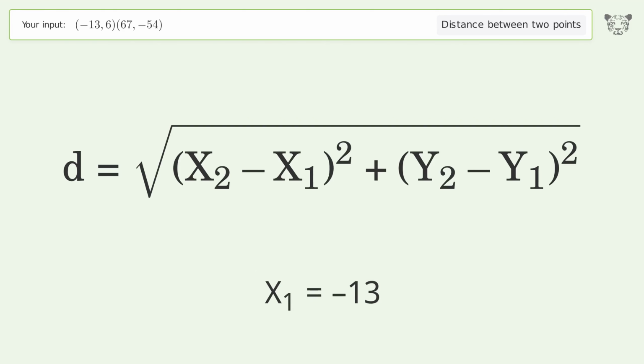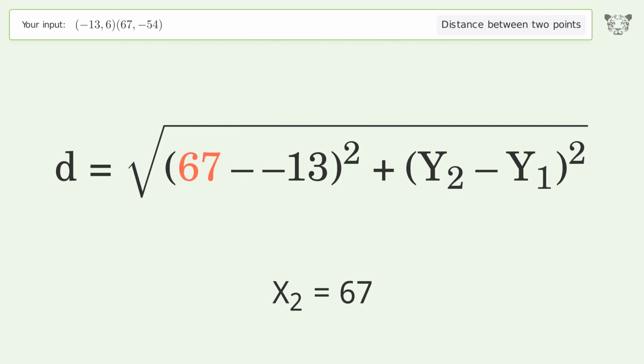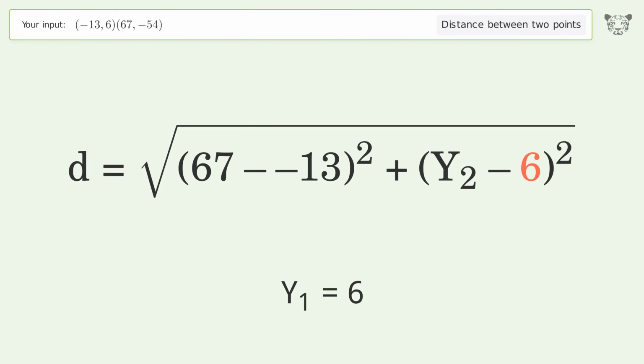x1 equals -13. x2 equals 67. y1 equals 6. y2 equals -54.